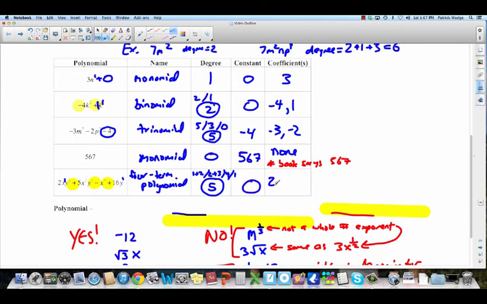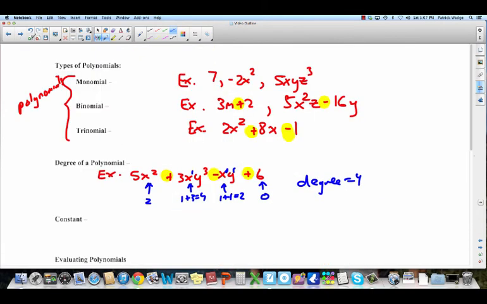Coefficients, you have a few of them. You got 2 on the first term, 5 on the second term, -1 on the third term, and 16 on the fourth term. There you go. We've done both tables. Let's move on.